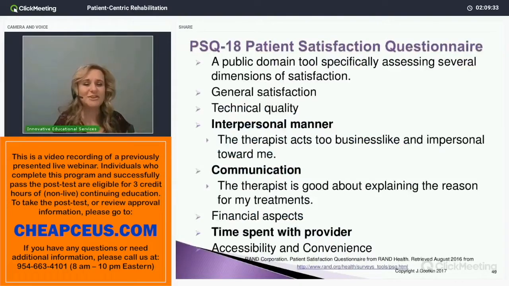If you want to take a look at this in your clinic, right? If we want to thicken our skin a little bit, we know our facilities are looking at patient satisfaction, and I would throw out there, when do you look at patient satisfaction? After the patient's discharged. Why? Why wouldn't you want to know that sooner?